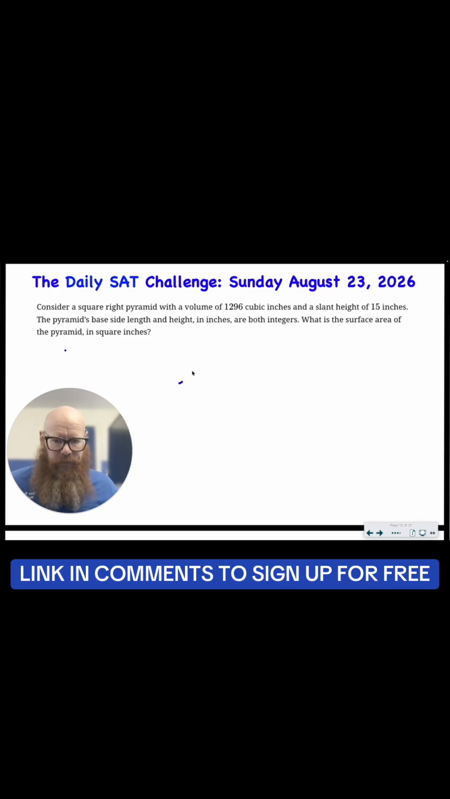So we have a square pyramid. Let me try to draw this. All right. What we're given is that it's square, so I'm going to call these bottom two X. And then if I drop this down, I'm going to call that H. And then on one of these sides, I'm going to do my best to draw this. That is what we call the slant height. All right, so there's a difference between the regular height and the slant height.